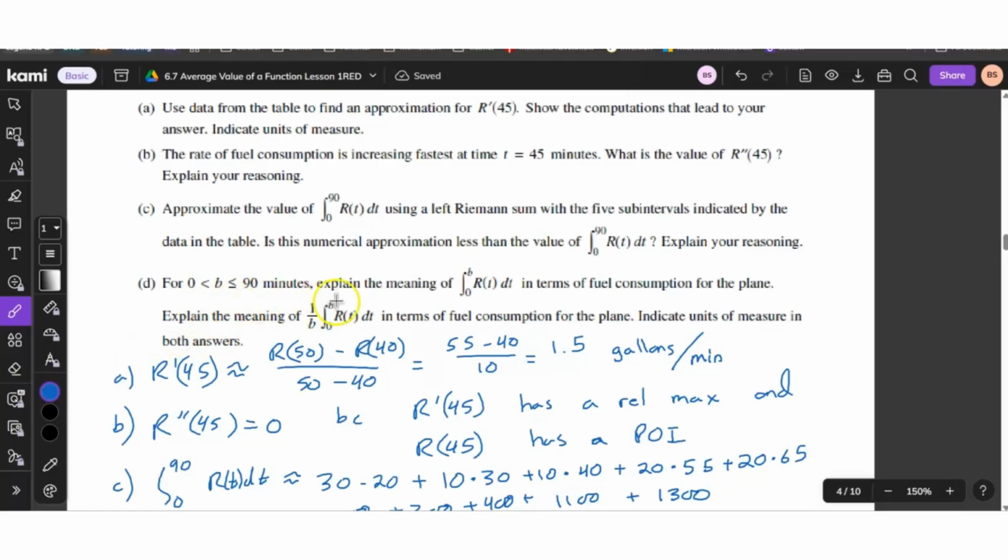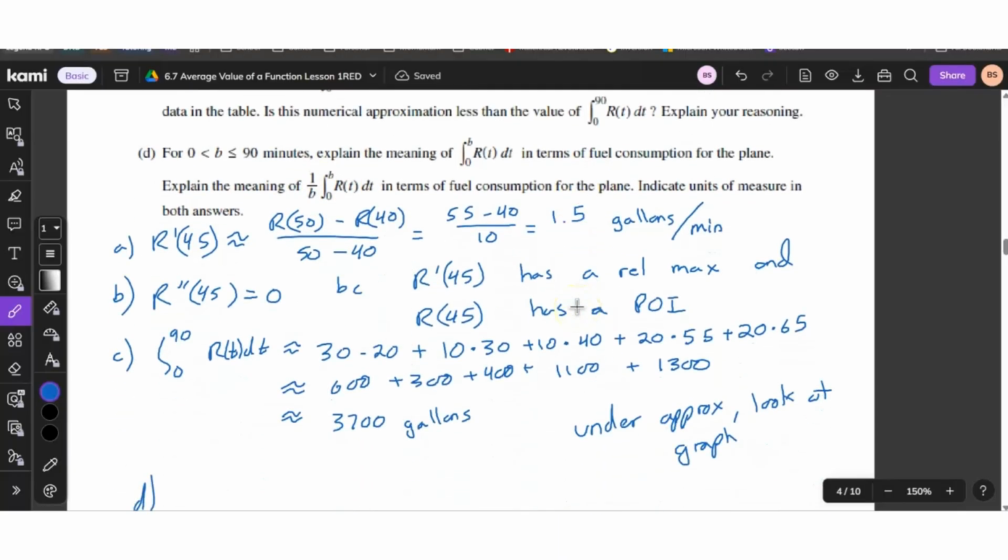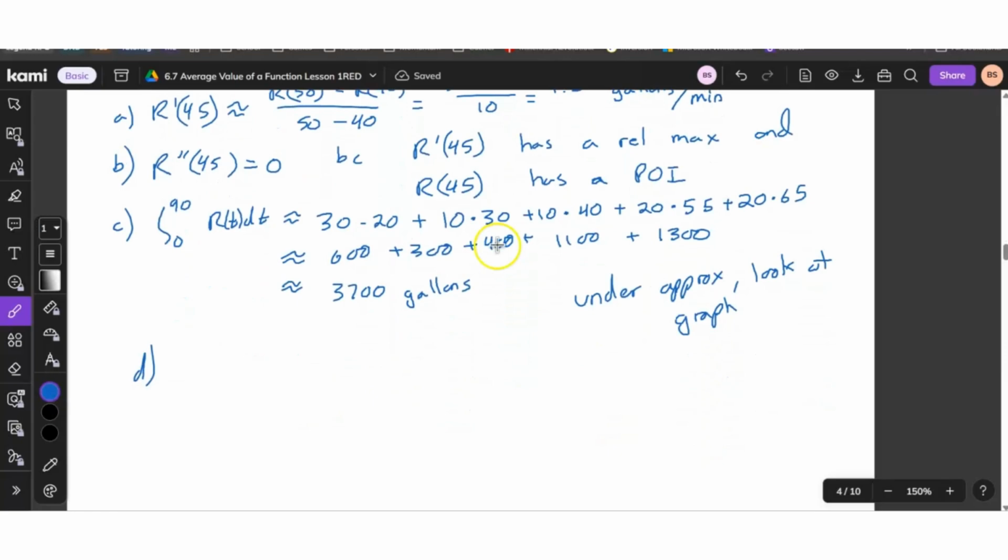For 0 to 90 minutes, explain the meaning of the integral from 0 to b of R(t) dt in terms of fuel consumption for the plane. Explain the meaning of 1 over b times the integral from 0 to b in terms of fuel consumption for the plane. Average fuel consumption. So the first one is just the fuel consumption. That's going to be average eventually, but what's the first one? The fuel consumption at time b. At time b, exactly. So this, from 0 to b of R(t) dt, is just the fuel consumption from 0 to b minutes.